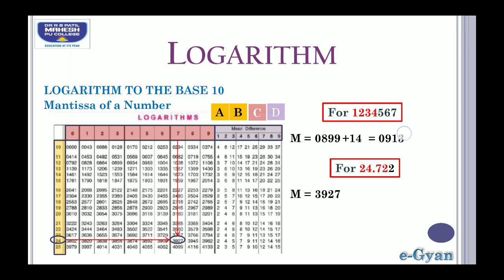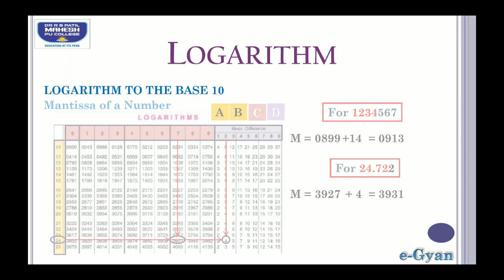We have 2 as D. So we move further in the row of 24 and the column of 2, and the value that we are going to get is 4. So when 4 is added to the number, the mantissa becomes 3931. So this is how the mantissa is calculated using the logarithmic table. It needs great practice to find the characteristic and the mantissa, and it needs more practice to find the mantissa than the characteristic of a number.